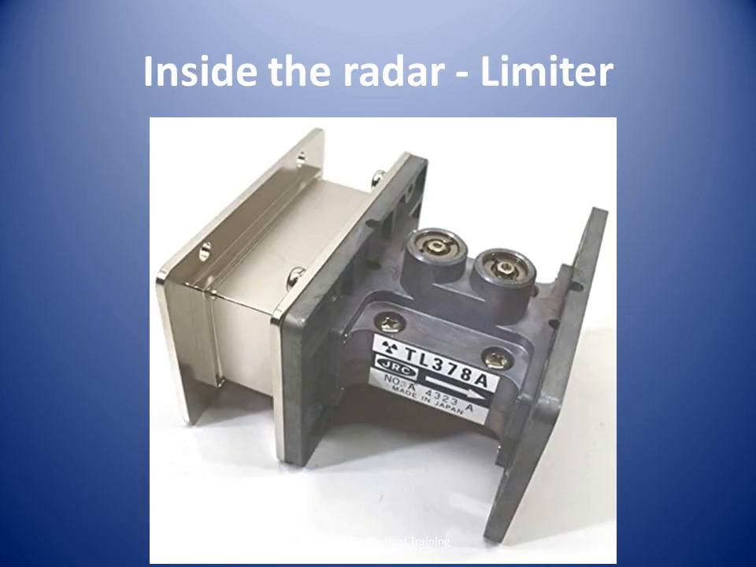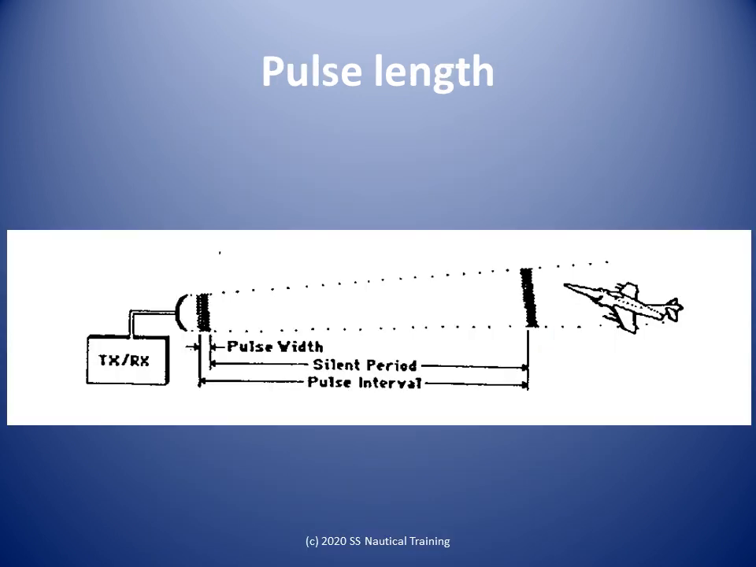The limiter protects the receiver circuits from damage in the event one ship's radar receives radio pulses from another ship's radar. When this occurs, the limiter attenuates them to protect the mixer. Pulse length is defined as the duration of a single transmitted radar pulse and is often quoted in microseconds (µs), although pulses rather shorter than 1 µs are sometimes given in nanoseconds.